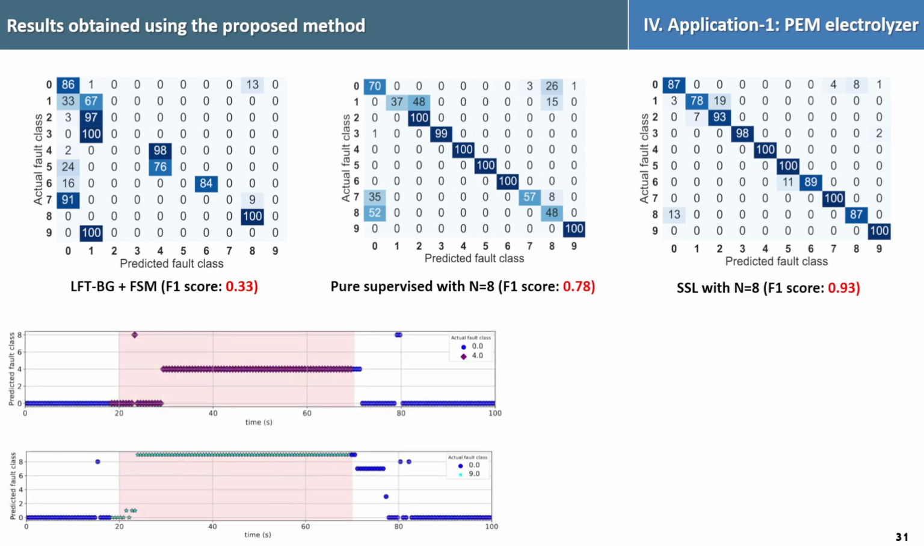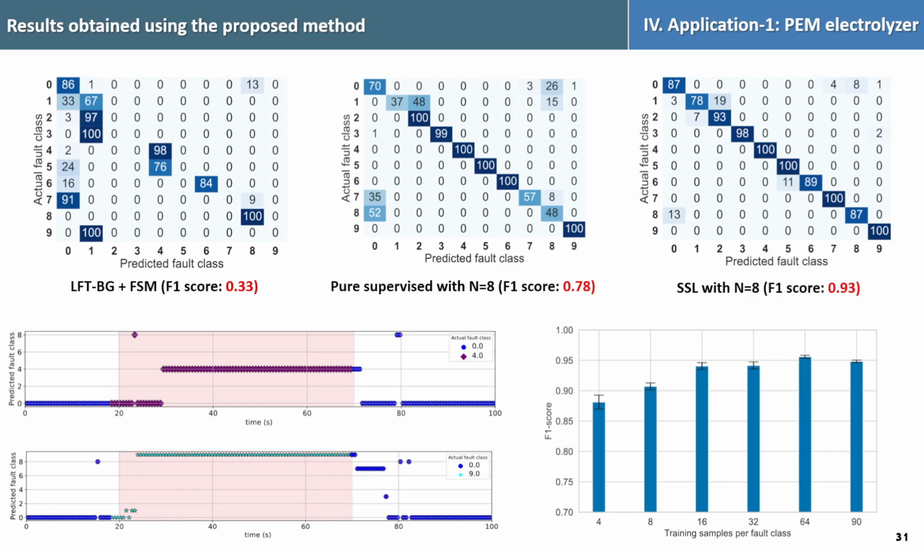Now looking at the prediction plots, the first one shows fault class 4 and the second fault 9, demonstrating the model's quick identification of faults introduced at an early stage. The final plot shows the evolution in performance with the increase in labeled data during the fine-tuning phase. Notably, with just 4 samples per fault class, we achieved an F1 score ranging between 0.85 and 0.9. As we increase the training data, there is a corresponding improvement in the performance.